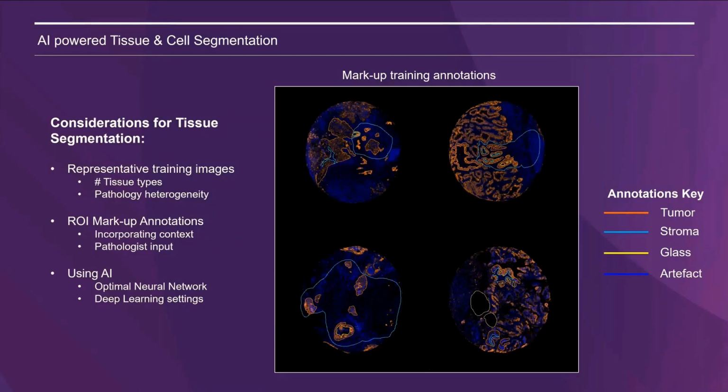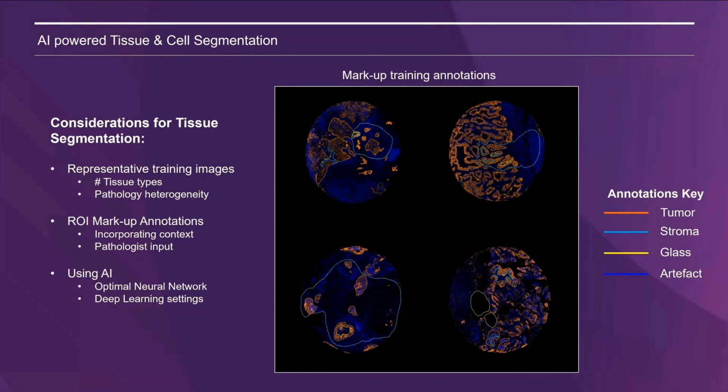Firstly, I'll talk about tissue segmentation. On the left here are some considerations when performing tissue segmentation, which can all have an impact on the quality and time taken to generate an optimal classifier app. Ensuring you have a set of training images that are representative of the samples the algorithm will be applied to is important. Therefore, ensure that different tissues or tumor types capturing any unique pathology heterogeneity are included in the training set.